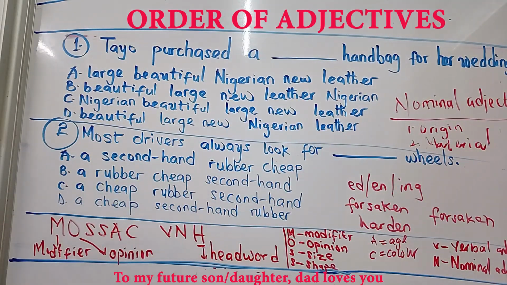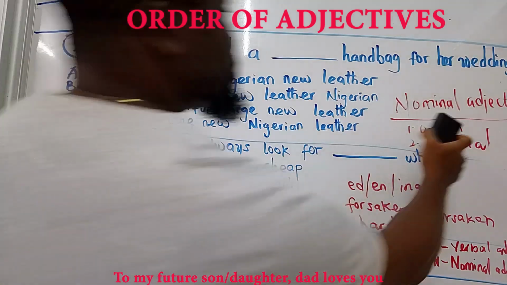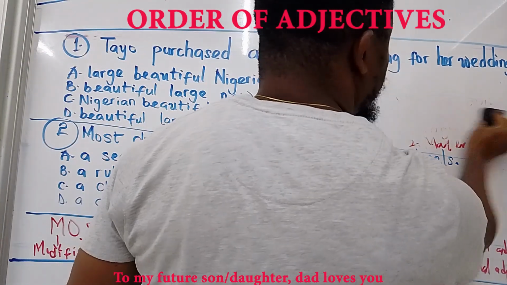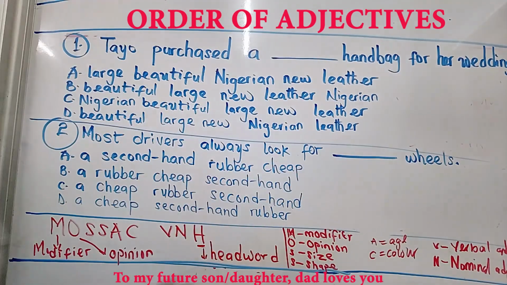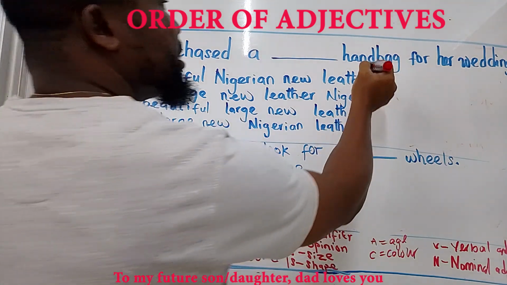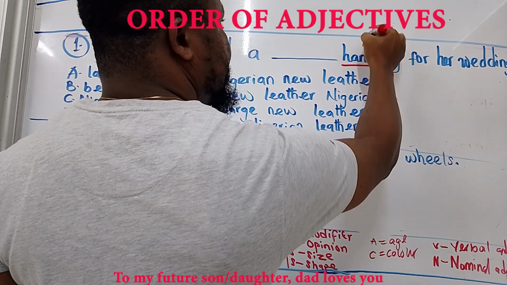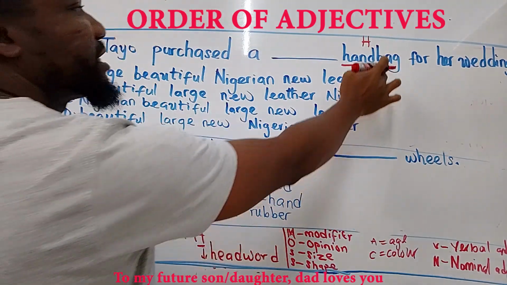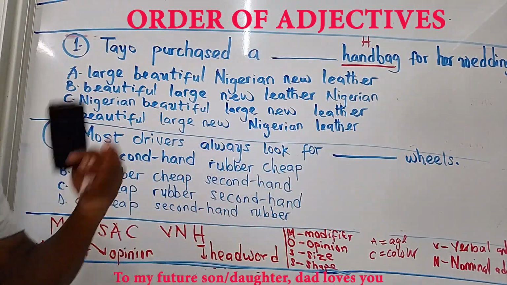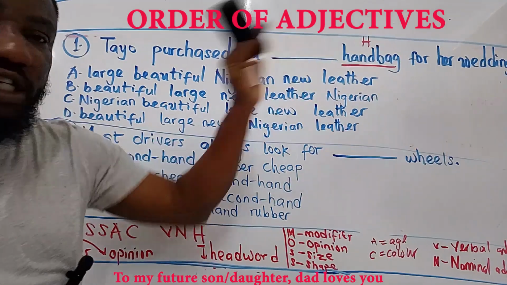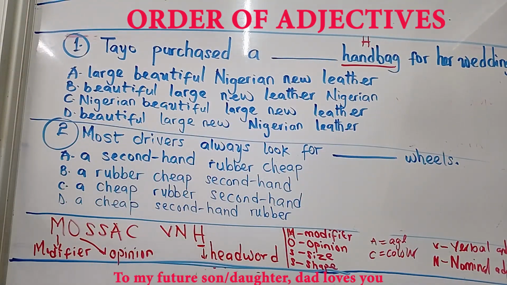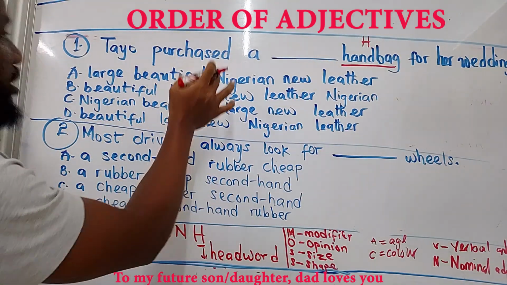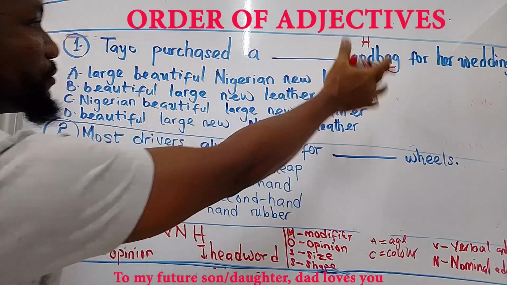So let's use this acronym to answer the two questions we have on the board. The first question says, Tayo purchased a dash handbag for her wedding. The H here is the handbag. That is the noun being described. So what type of handbag are we talking about? Tayo, a human being, purchased a dash handbag for the wedding.